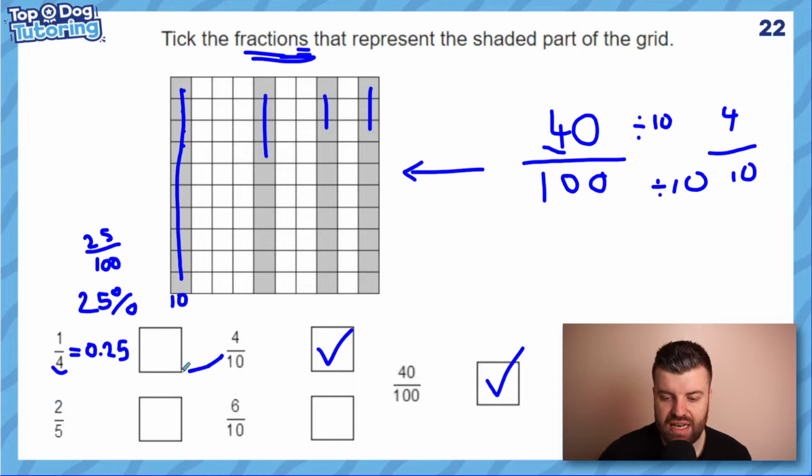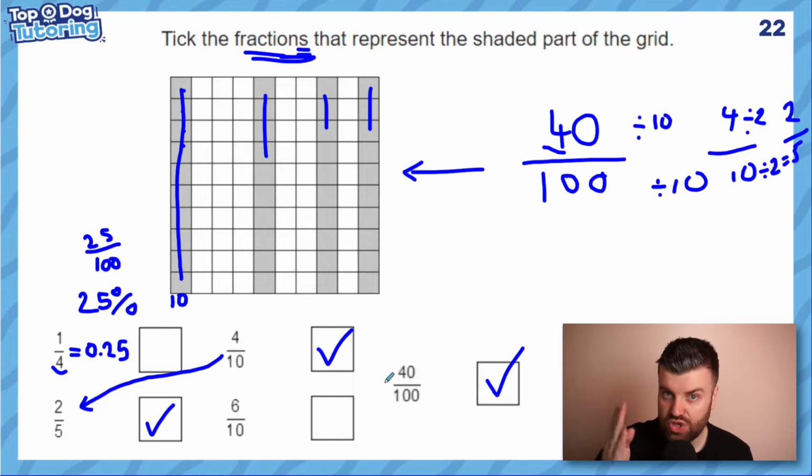And again, if we look at the link here between 4/10 and 2/5, it is equivalent because if we divide 4 by 2, we get 2. If we divide 10 by 2 and do the same, we get 5. 2 out of 5, just sneaking on the end there. So you should have ticked 3 boxes. Well done if you did. If you didn't tick all 3, you wouldn't get all the marks for this question. You have to be super careful.